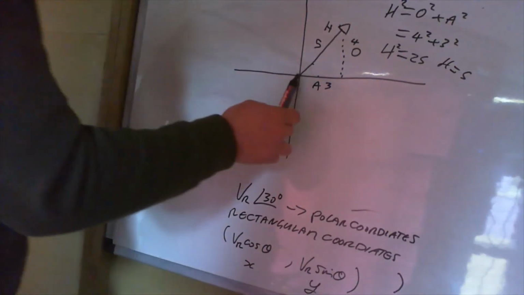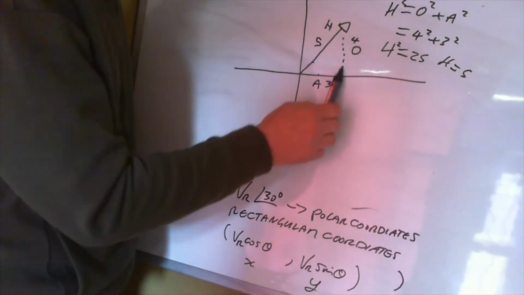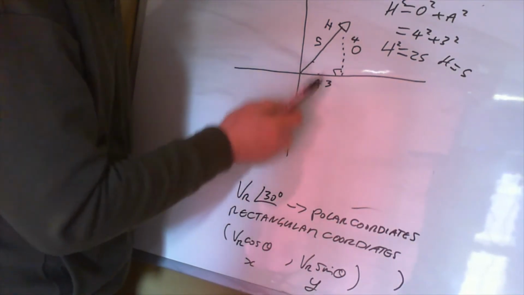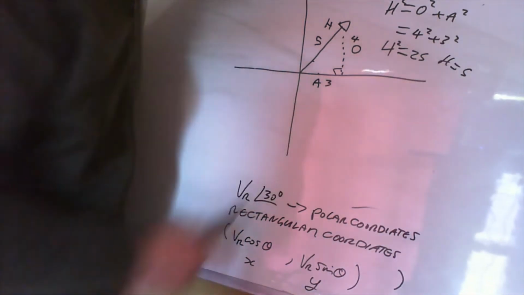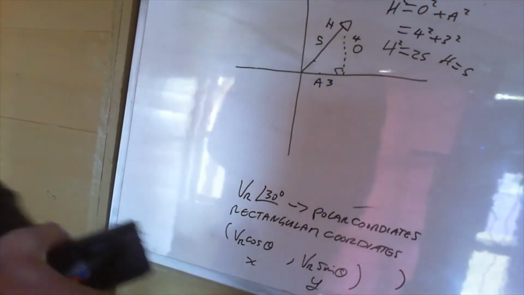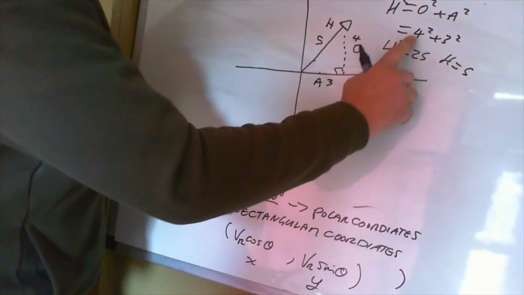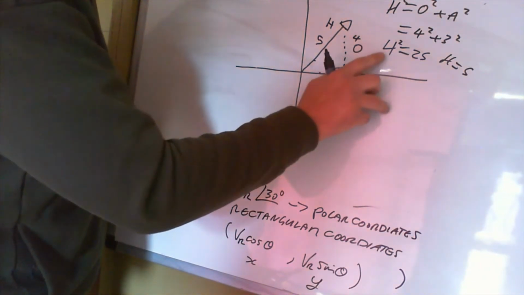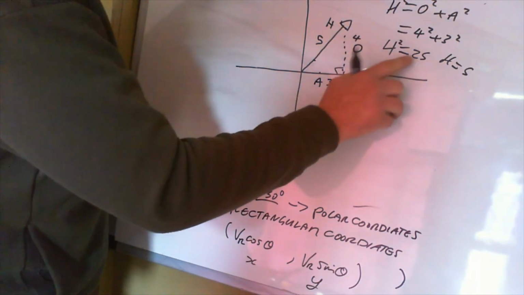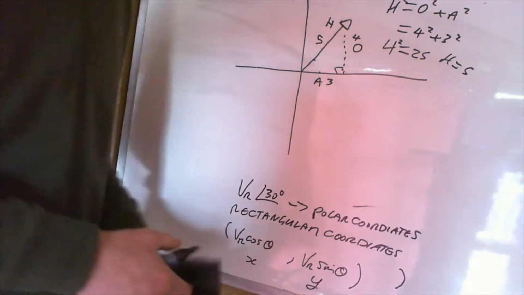Right, so what I'm saying there: if you've got an adjacent that's 3, an opposite that's 4, and a right angle triangle, the hypotenuse is always 5 because of this. But anyway, you get H squared equals O squared plus A squared. That's 4 squared plus 3 squared equals 25. So H squared equals 25. If you get the square root, H is going to be 5.